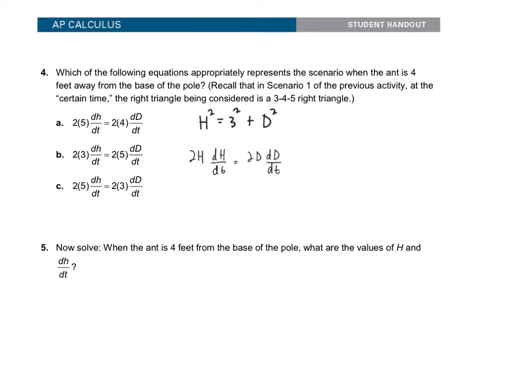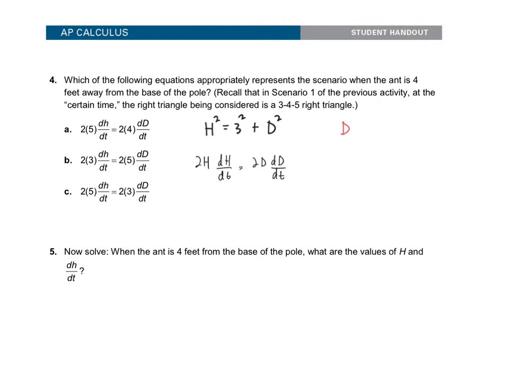So when the ant is 4 feet away, that means d is 4. Okay, and that means at that same instant, that was a 3, 4, 5 triangle, so h was 5. And so we know we need to plug in 5 for h and 4 for d. 5 for h, and 4 for d, so that's A.